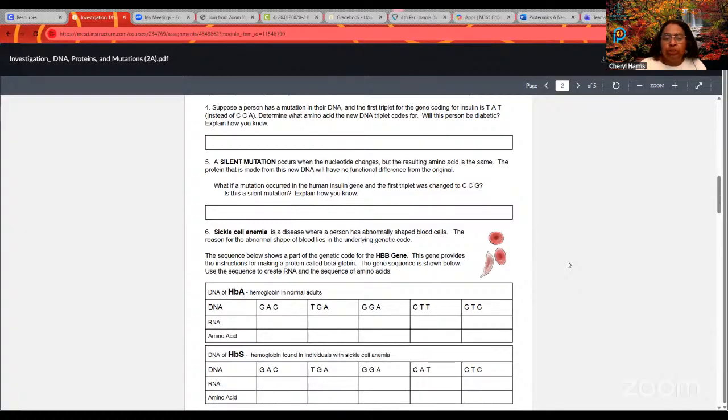So again, the normal one is CCA, and we got glycine from CCA. What are we going to translate CCG to, and what amino acid will we get? And is this going to make a difference or not?